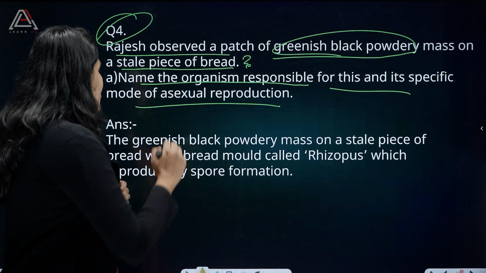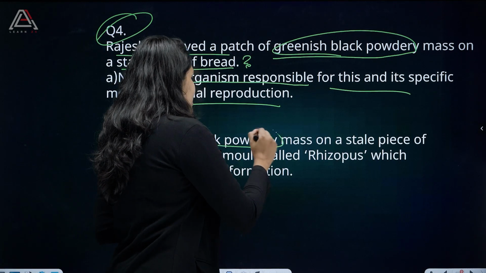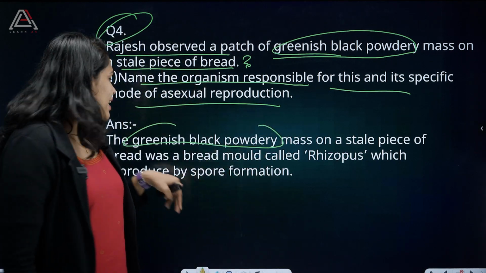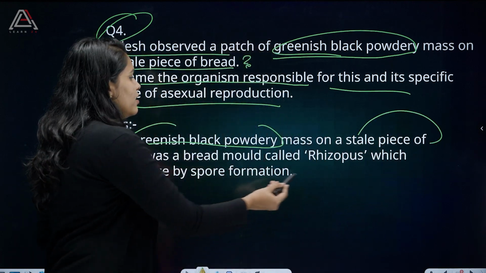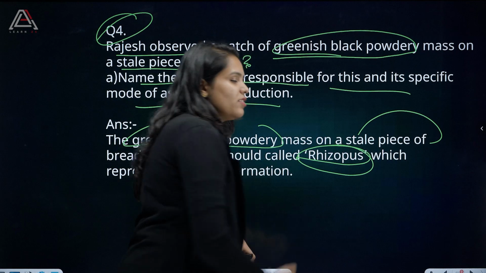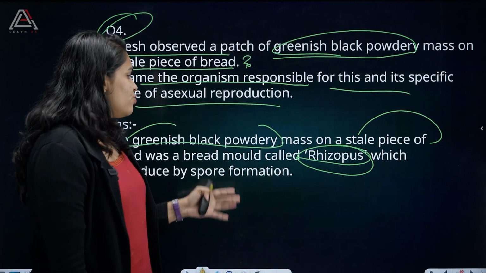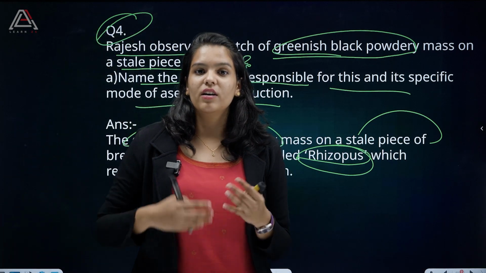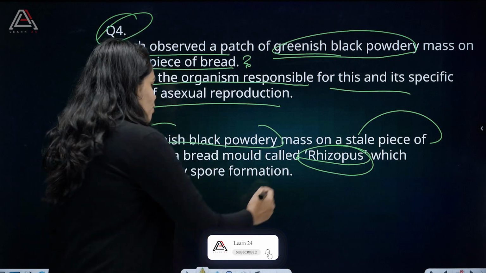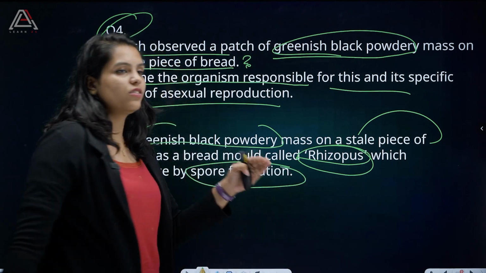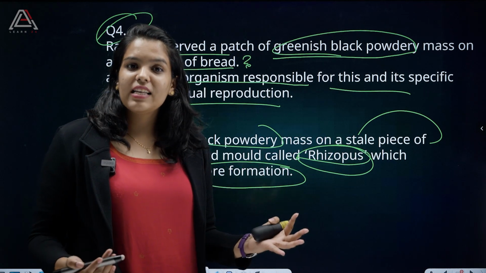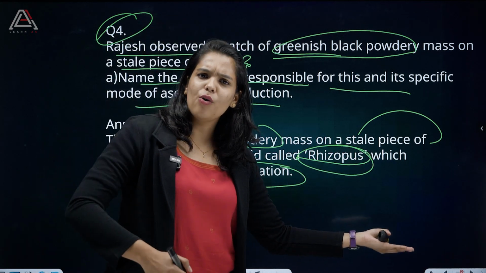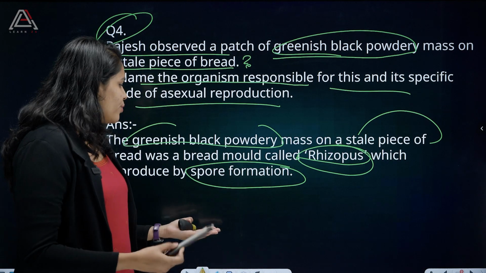So we all know, you have studied this in the book, that the greenish black powder mass is nothing but rhizopus, right? You have studied about rhizopus. How does rhizopus reproduce? Through spore formation. So that is the first part of the question, and you have answered it. That is, what sort of organism was present? Rhizopus. And how is it reproduced?